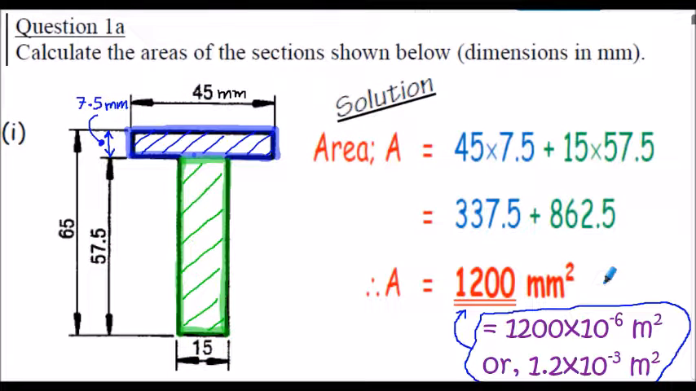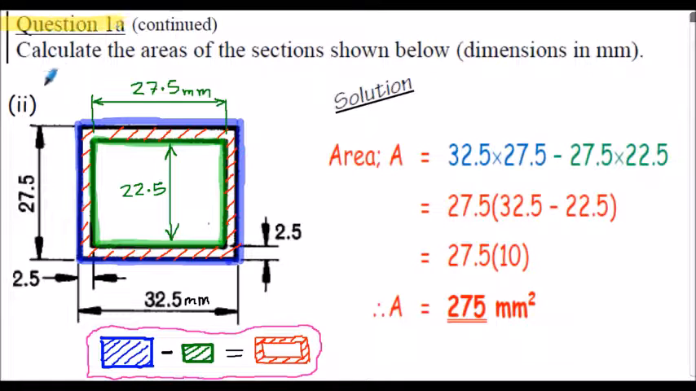And from our previous presentation, to convert from millimeter squared to meter squared, remember we have to divide by 1,000,000. So 1200 millimeters squared is actually 1200 times 10 to the negative 6 meters squared. Or of course we could write that as 1.2 times 10 to the negative 3 meters squared.